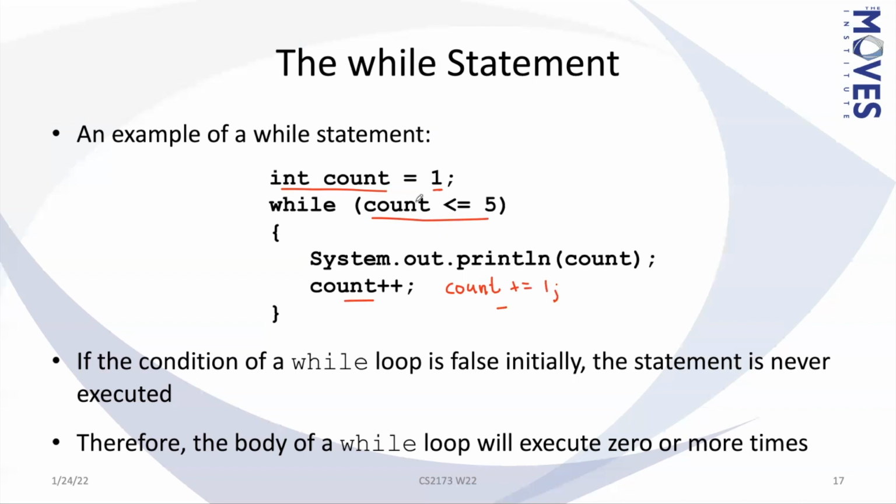Okay, so let's look at this. Count is 1. Is it less than or equal to 5? Yes, it is. It executes that, prints 1, and increments count. Now count is 2. Is 2 less than or equal to 5? Yep. Print 2. Now count is 3. Is 3 less than or equal to 5? And so on. 5 is less than or equal to 5, so it'll print 5, and then finally when it gets to 6, it becomes false and you exit the loop. Now, if we were to initialize count to 6, none of this would ever happen.